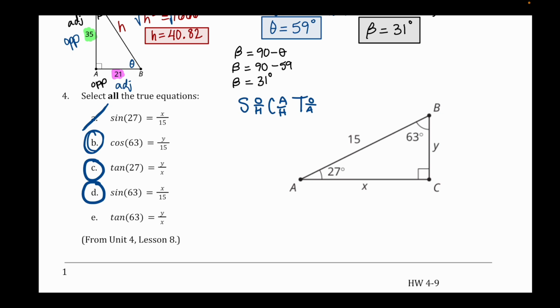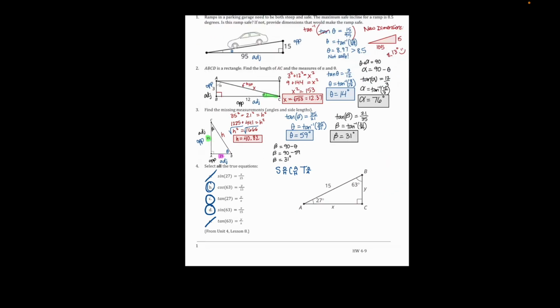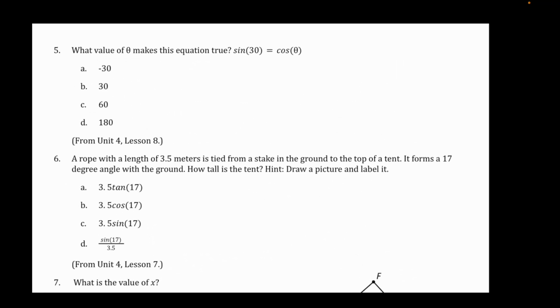And the very last one, tangent of 63. The opposite is going to be here, and the adjacent is here, so tangent of 63 should be x over y, and they have y over x, so this one is not true, and your answers are just B, C, and D. That's going to bring us to the back side of the page here, so we'll move on to here.